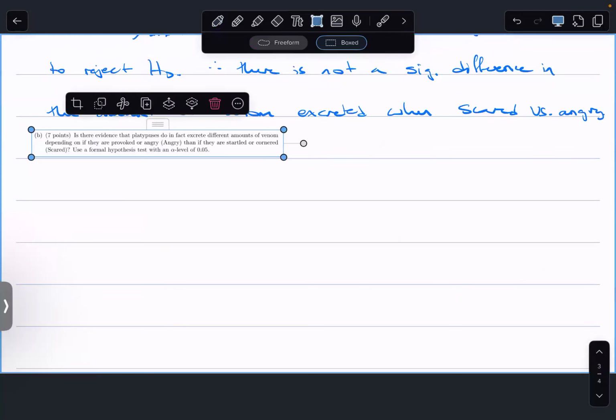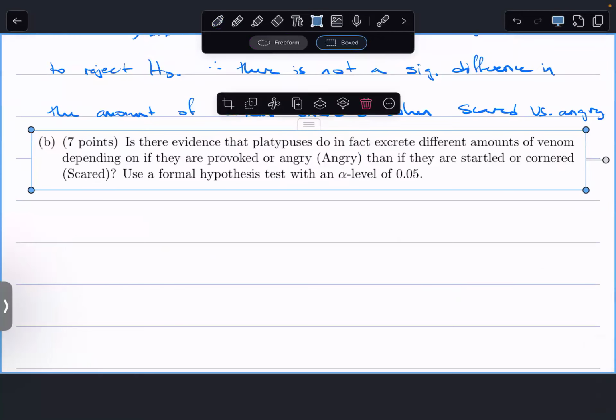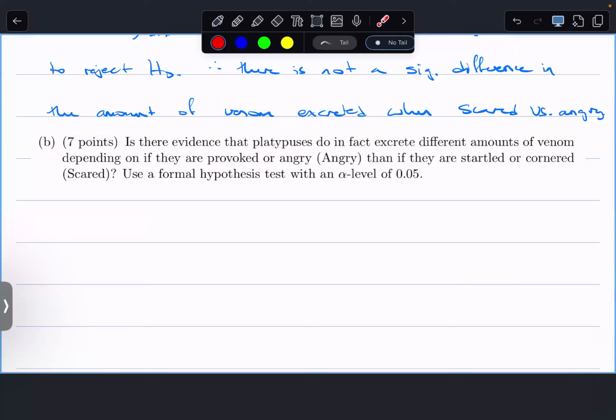Back in the day, I used to be so mean, and I would always make my students do both a confidence interval and a hypothesis test for every question. Now I'm nice and I just pick one of them. But you have to be prepared for both. So it's still kind of mean, I guess. But you need to be prepared.